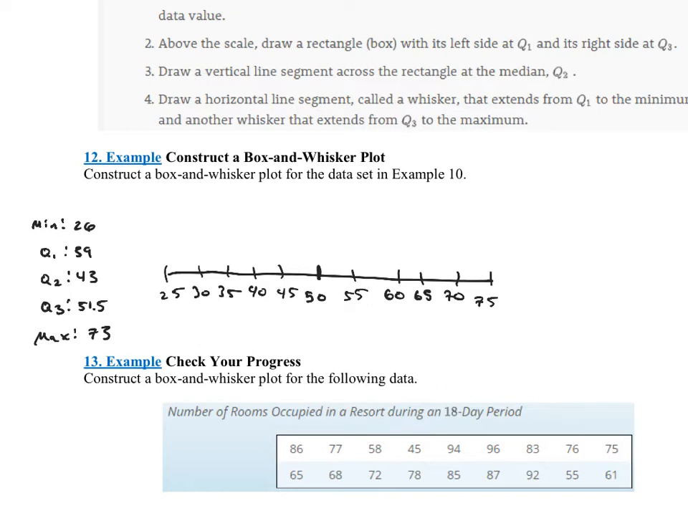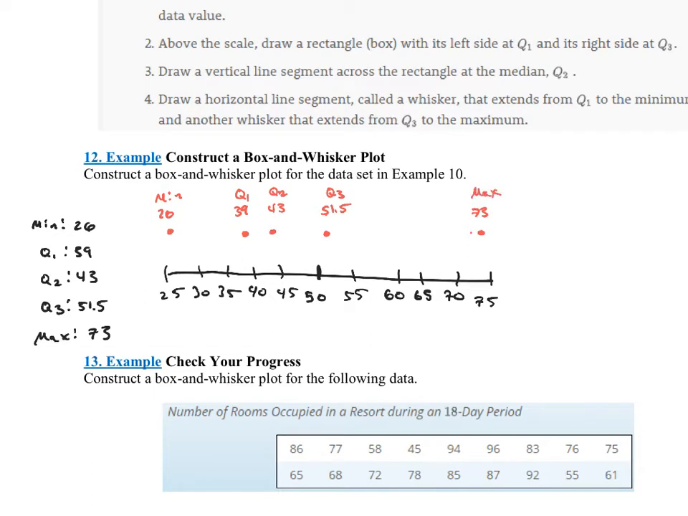So what do I do now? I'm going to put a plot at each one of these and label it. So I'm just going to put a dot here. This is 26, and this is the min. I'm going to put a dot at about where 39 would be. 39, and that's Q1. 43, dot at 43-ish. So that's 43, that's Q2, which is my median. 51.5, I'll put a dot there. Here's 51.5. That's Q3. And then 73. It'll be clear up here. Boom, there's 73, and that's my max.